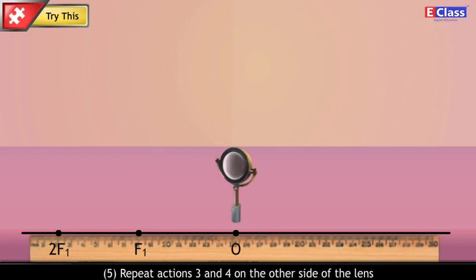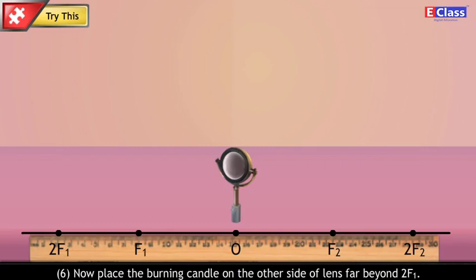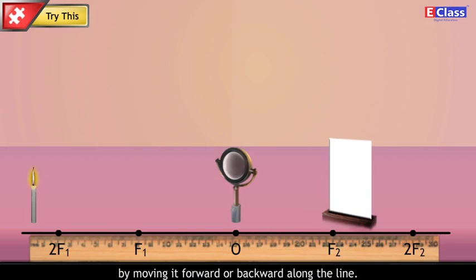5. Repeat actions 3 and 4 on the other side of the lens and mark F2 and 2F2 on the straight line. 6. Now, place the burning candle on the other side of the lens far beyond 2F1. Place the screen on the opposite side of the lens and obtain a clear image of the candle by moving it forward or backward along the line.